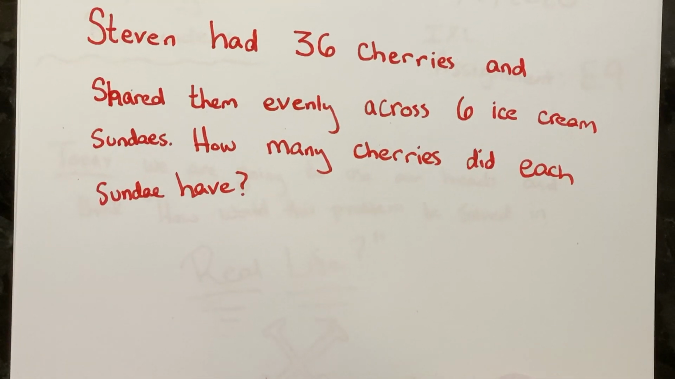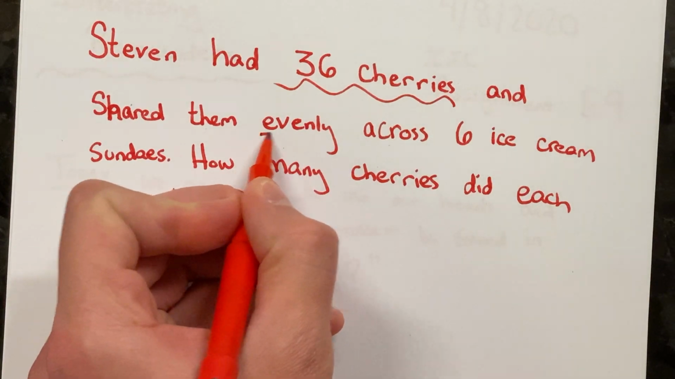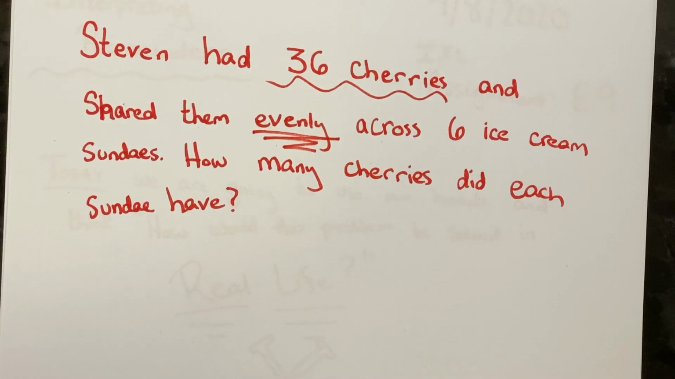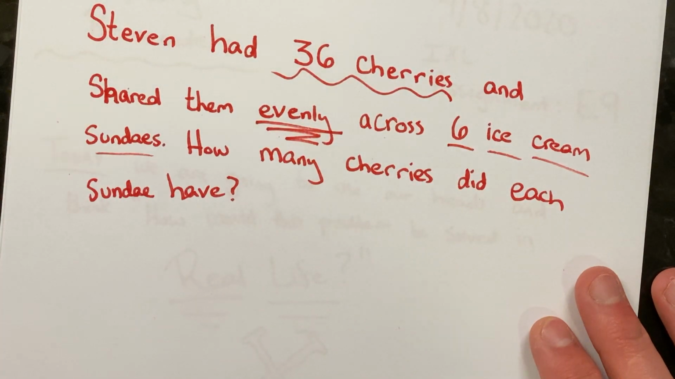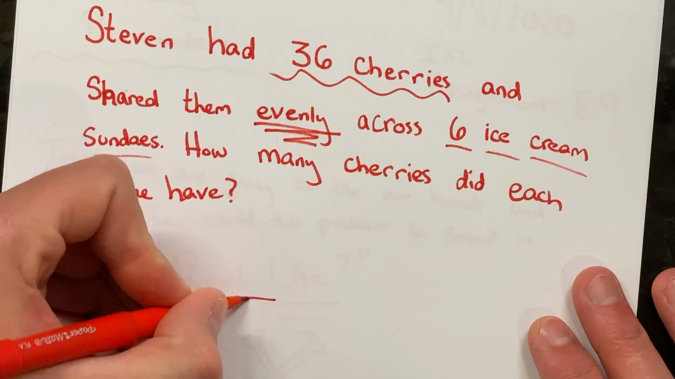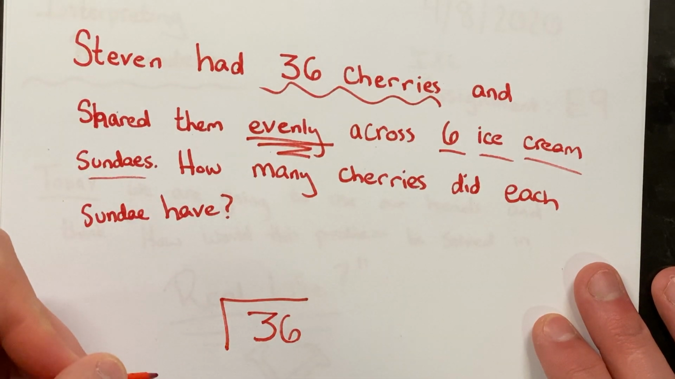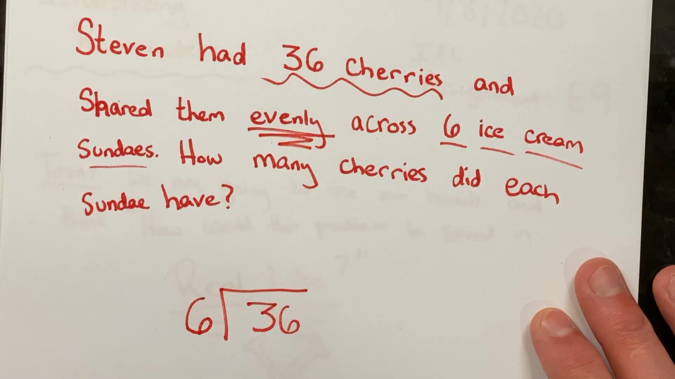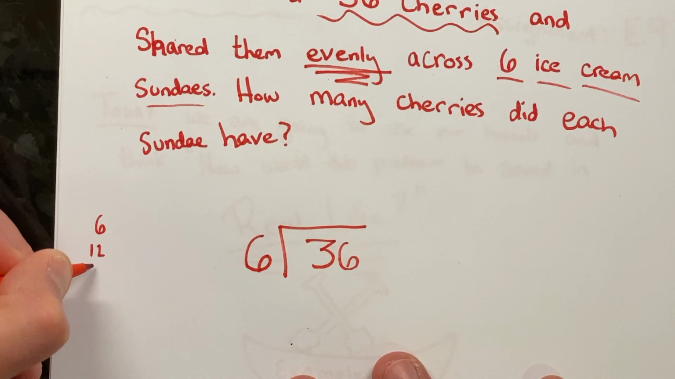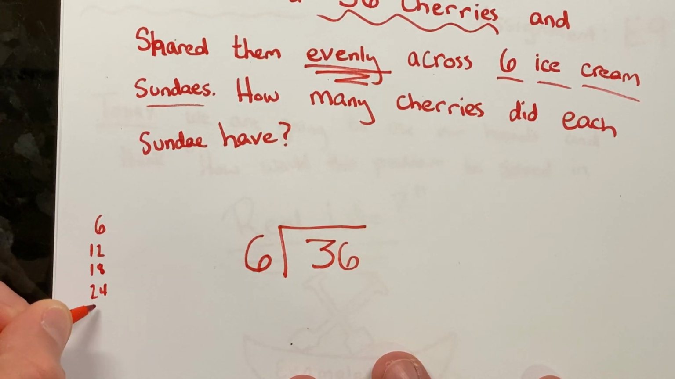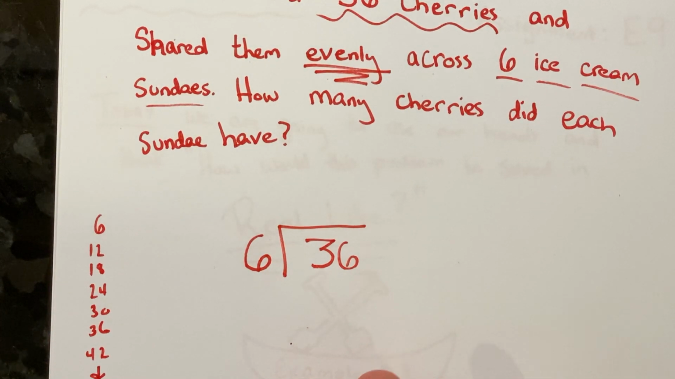Okay. If he has a total of 36 cherries, and he wants to share them evenly, that tells me that I'm going to be dividing, because I'm putting them in even groups amongst 6 ice cream sundaes. Okay, well, let's take a look. 36 is my total. I'm sharing it amongst 6 sundaes. Let's see. My jobs of 6. 6, 12, 18, 24, 30, 36, 42, so on and so forth.